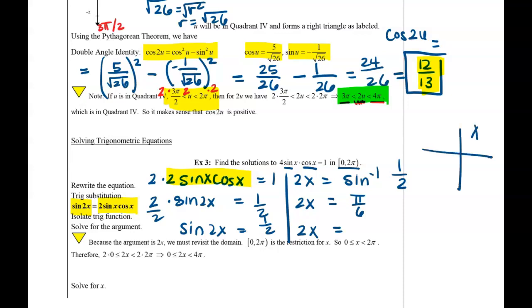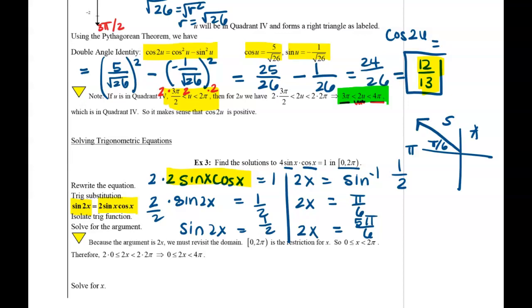So we know, All Students Take Calculus, the sine is positive in the second quadrant. Here's pi, here's the reference angle, pi over 6. So pi minus pi over 6 is 5 pi over 6. And then we'll do the 0 to 2 pi in a moment.